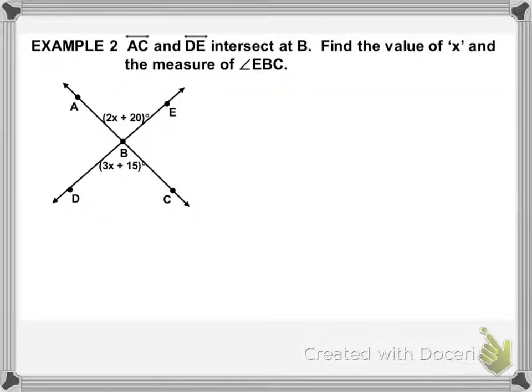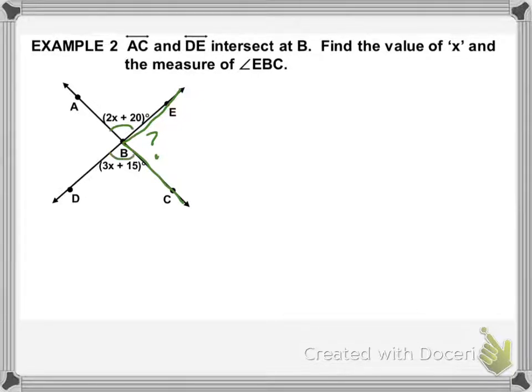So let's try some examples. These two lines intersect at B. We are not told that they are perpendicular lines, so we don't know what kind of angles they intersect at. Find the value of x and the measure of angle EBC. So we're going to find the measure of this angle. We've got some expressions for angle ABE, 2x plus 20, and angle DBC, 3x plus 15.